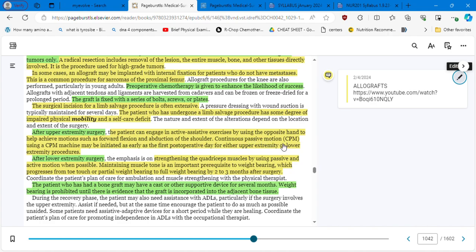Continuous passive motion using a CPM machine may be initiated as early as the first operative day for either upper extremity or lower extremity procedures. After lower extremity surgery, strengthening the quadriceps muscles by using passive and active motion when possible. Maintaining muscle tone is an important prerequisite to weight bearing, which progresses from touch or digital weight bearing to full weight bearing by 2 to 3 months after surgery.